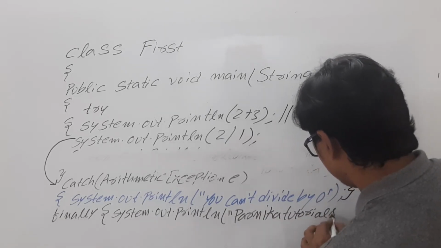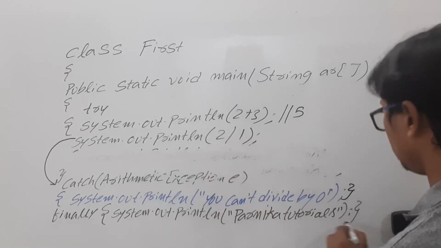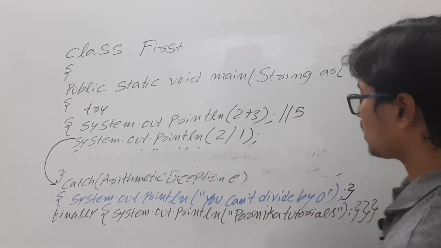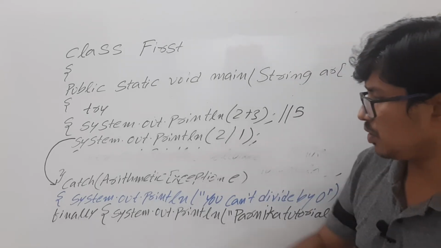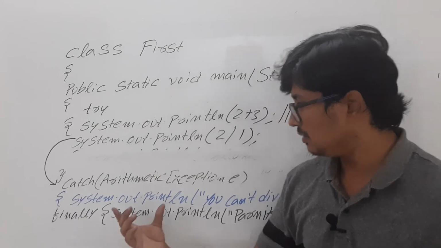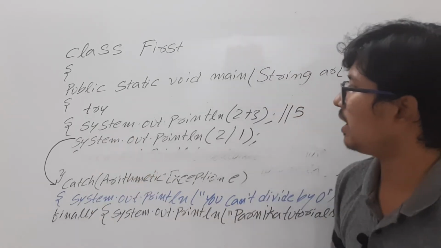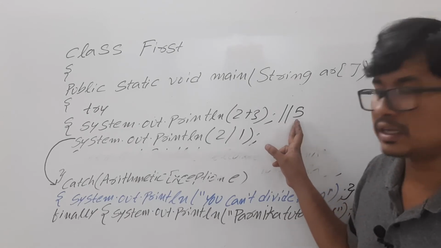Okay, let me close the finally block. Let me close the method. Let me close the class. See, what are the statements you want to execute compulsorily, whether an exception is raised or not? Then those statements you can provide in the finally block. Now what will happen is that you will get the output as 5.